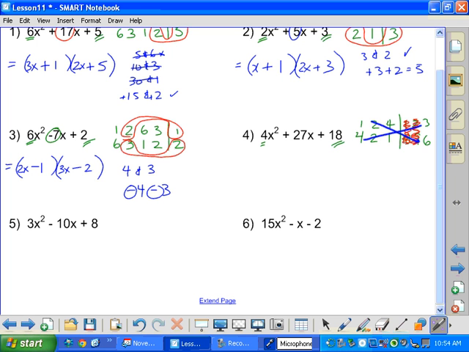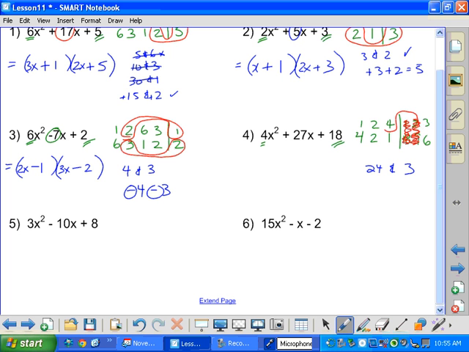So 6 and 12, that's 18. That's not going to work. 2 times 6, 2 times 3, so that's 12 and 6. That's not going to work. So our last hope here, 4 times 6 is 24. 1 times 3 is 3. 24 and 3, that'll work. A lot of work to get there. It was our last option. So 24 and 3 will work.